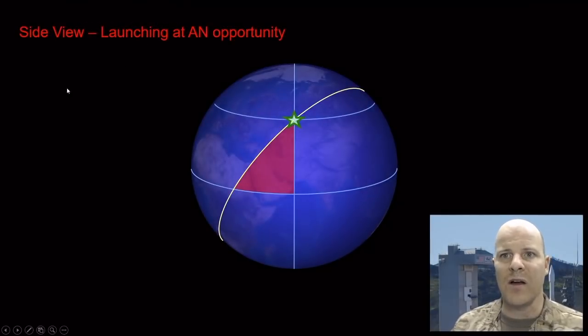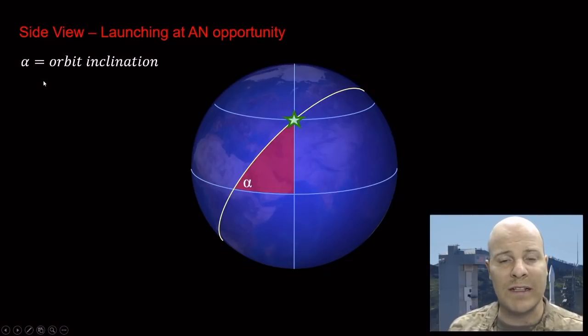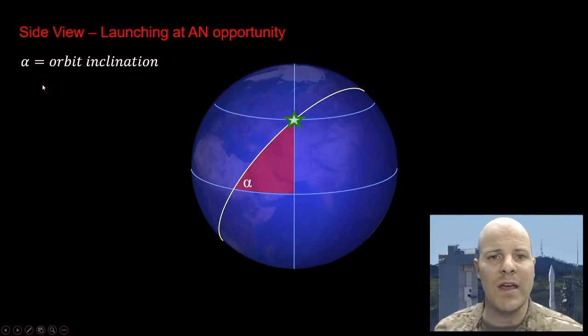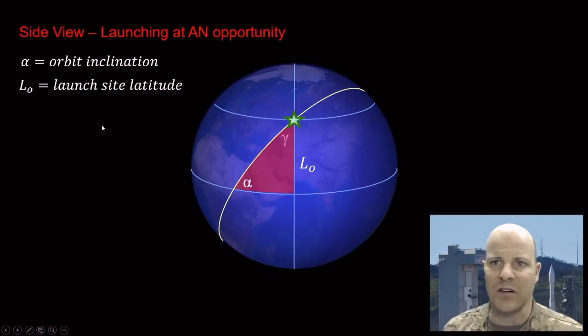So at the ascending node opportunity, we're going to introduce some variables here. Our first angle is this angle between the equator and our orbital projection, and that's going to be alpha. Alpha is equal to our orbital inclination, which is something that we would typically give you in our classical orbital elements. The next angle that you would be given would be the launch site latitude. So the launch site latitude is the angle between the equator and wherever our launch site is. So that's L0, our launch site latitude.